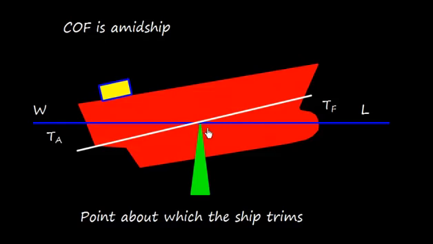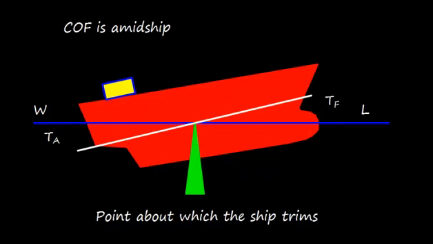Since the center of flotation is amidship, the change in the forward draft is TF. So initially the draft was this. However, after shifting this weight, my draft is this one only. So TF is the change in the forward draft. Similarly, TA is the change in aft draft. Initially the aft draft was this, but now the draft is increased to this one. So TA is the change in aft draft.